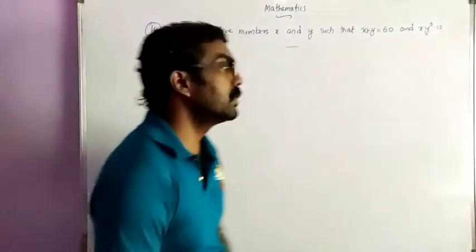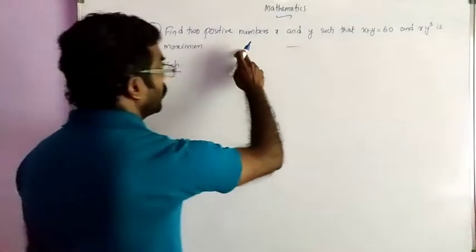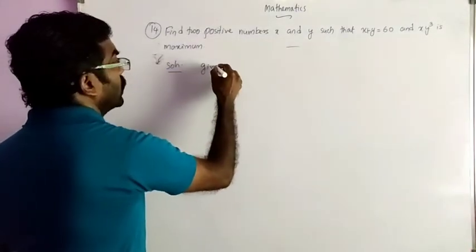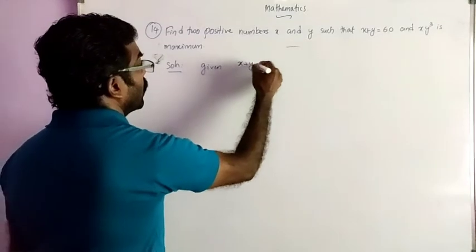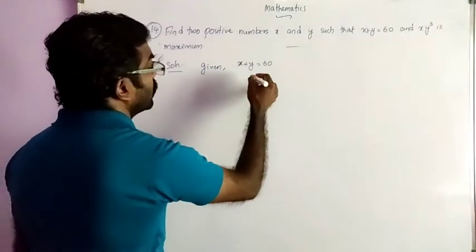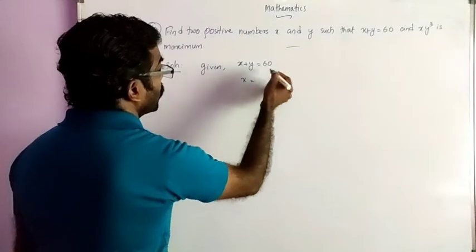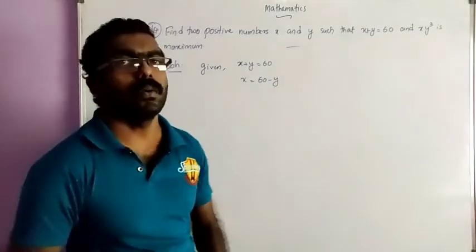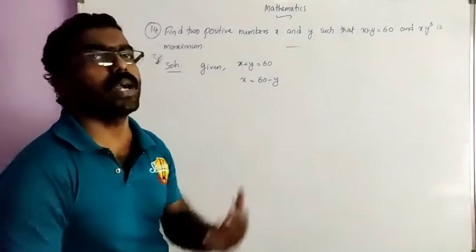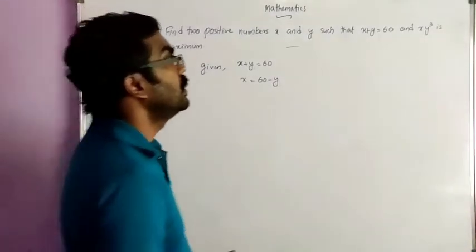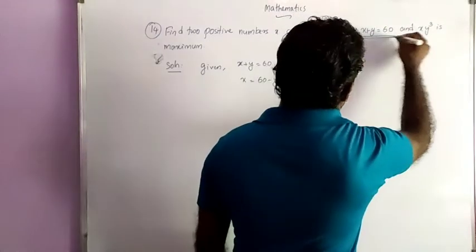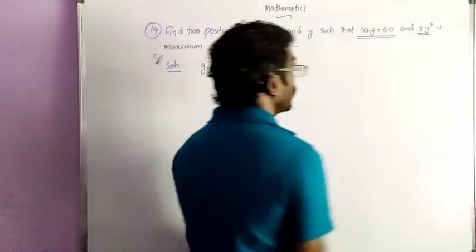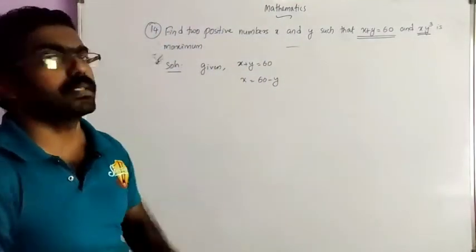Now we move on to the next question. Find two positive numbers x and y such that x plus y is equal to 60. So given x plus y is equal to 60. From this I am going to find the value of x in terms of y. So x equal to 60 minus y. And x y cube is maximum. So we have to find two numbers x and y such that the sum of the two numbers is equal to 60 and the product of x and y cube is maximum.